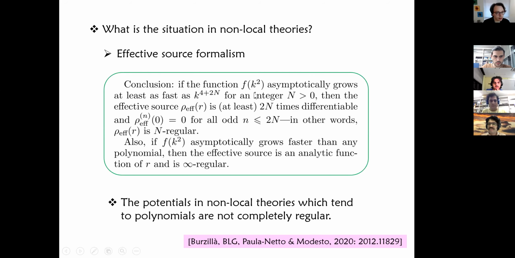asymptotically grows at least as fast as k to the 4 plus 2n for a certain n, then the effective source is at least 2n times differentiable, and all the derivatives of odd order with less than 2n are regular, so are 0, so the effective source is n regular. And then you can extend this to the potential. And so the potential in non-local theories with tempered polynomials in the UV are not completely regular.